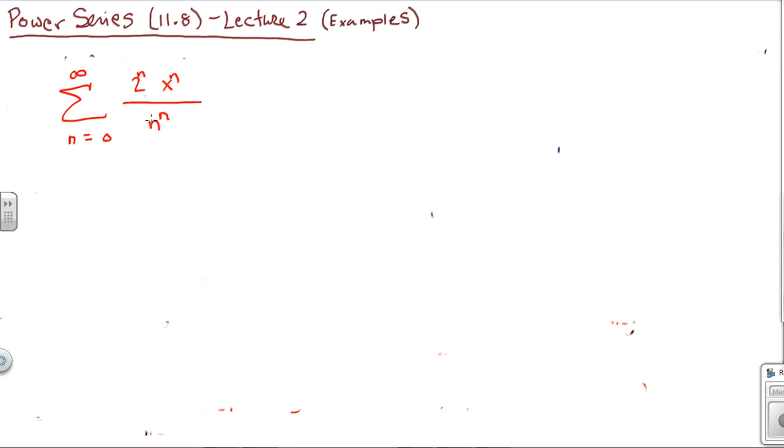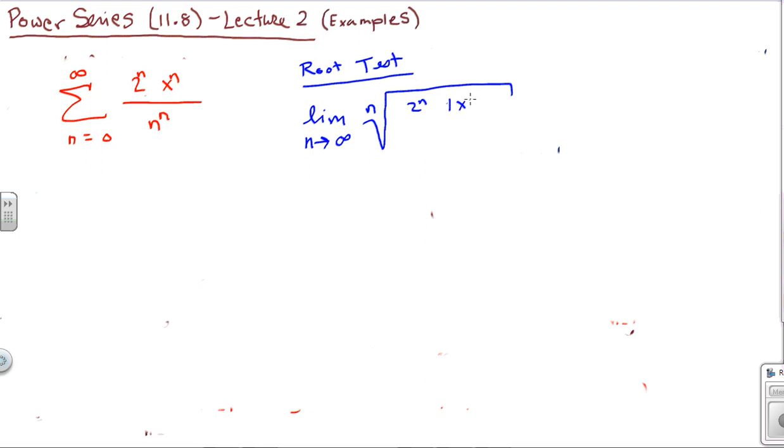And let's go over here. I'm going to try the root test for this one. And the reason I'm going to try the root test is because everything was raised to the nth power, but it's not a geometric series. So I'm going to look at the limit as n goes to infinity of the nth root of the absolute value of the nth term, so that's going to leave the absolute value of x because everything else is positive.